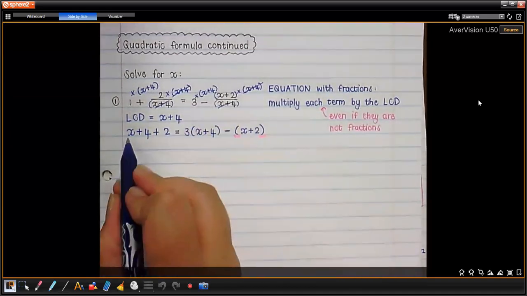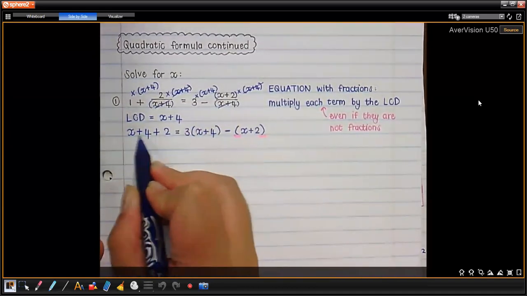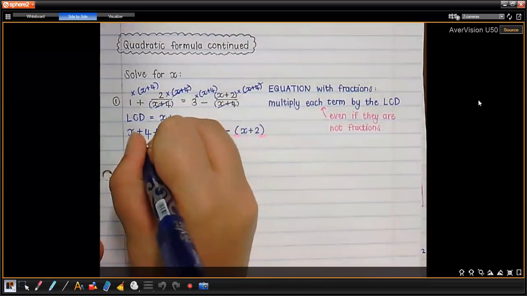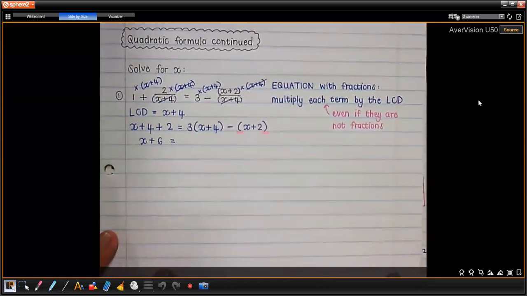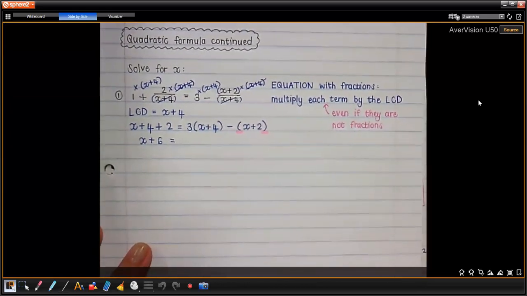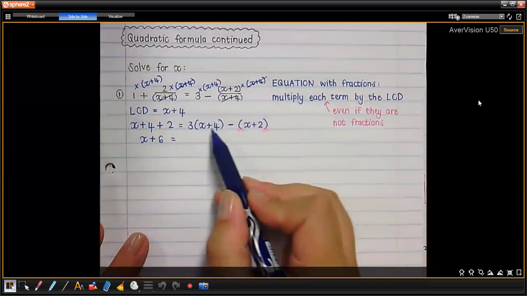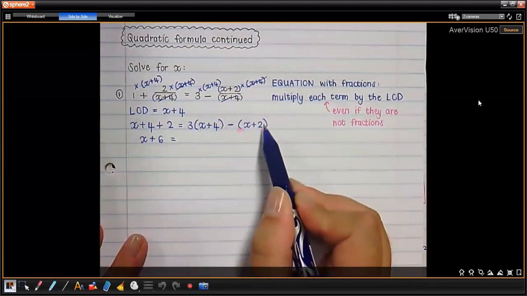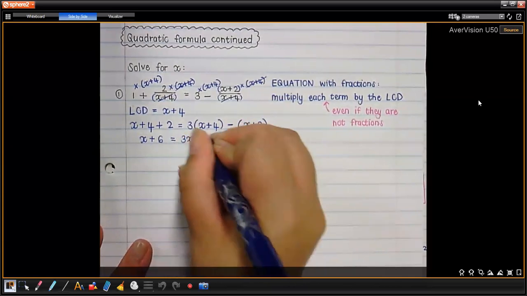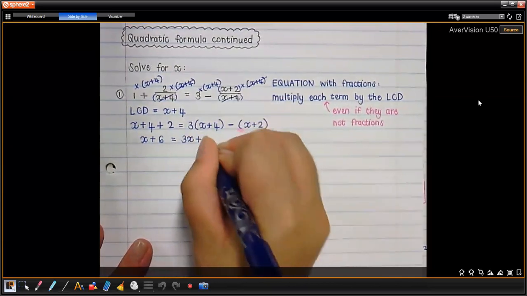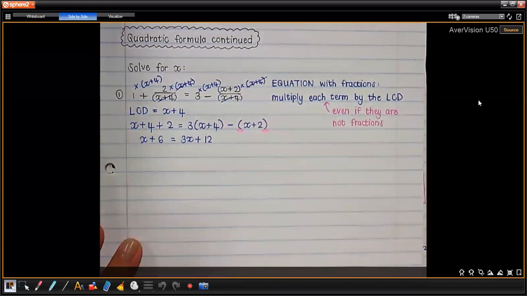So now, what is x plus 4 plus 2? What's 4 plus 2? X plus 6. Okay, so I'm simplifying that side on its own, so that we have less things to work with later on. And now I must multiply these two brackets out. Okay, so 3 times x is 3x. And 3 times 4 is 12.